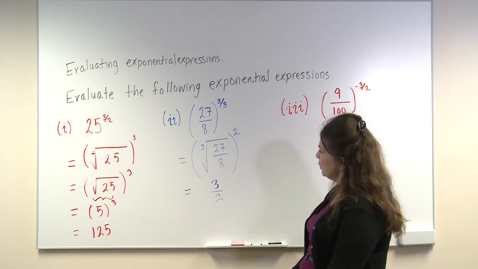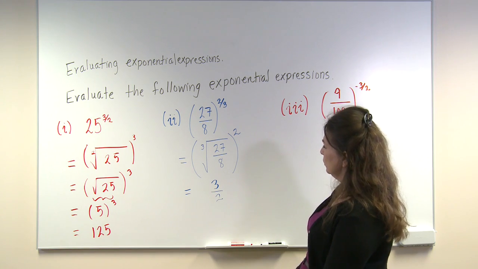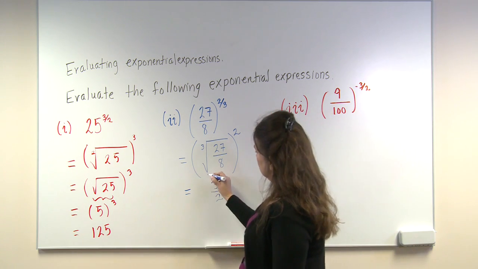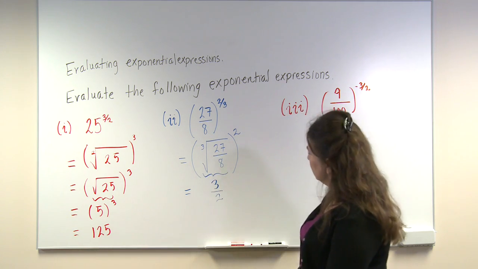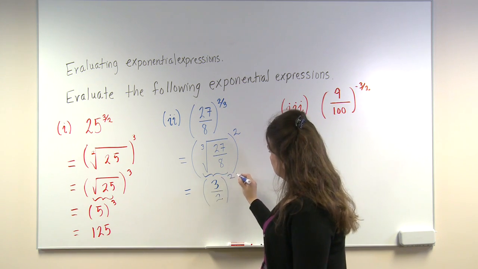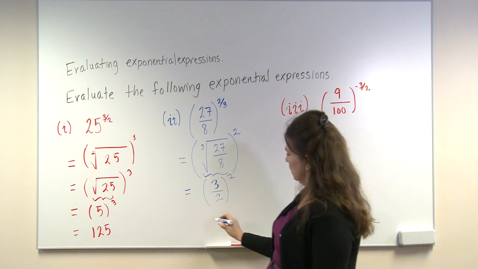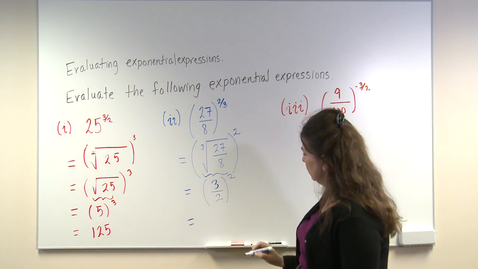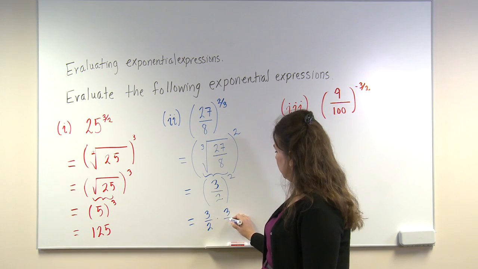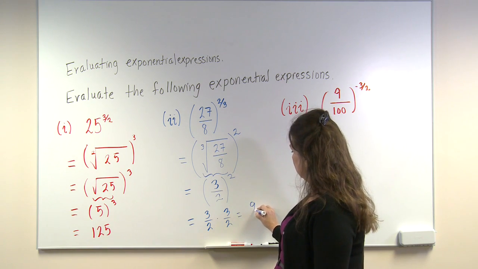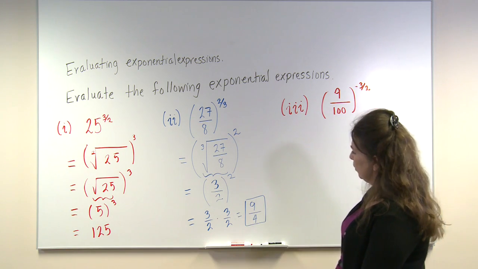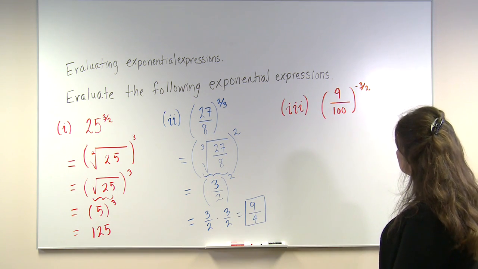3 times 3 times 3 is 27. 2 multiplied by 2 multiplied by 2 is 8. And so that's what we get from evaluating what's inside the parentheses. And then I'm going to take that and raise it to the 2nd power. So 3 halves raised to the 2nd power is equivalent to 3 halves multiplied by 3 halves, or 9/4. And our final answer for part 2 is 9/4.